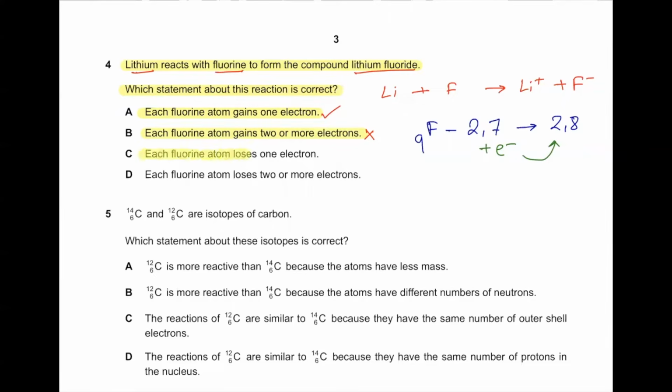Now each fluorine atom loses one electron. We already see that fluorine has 7 electrons in the outer shell, so definitely it will not want to lose an electron. Each fluorine atom loses 2 or more electrons. Definitely not. So A is the correct answer.